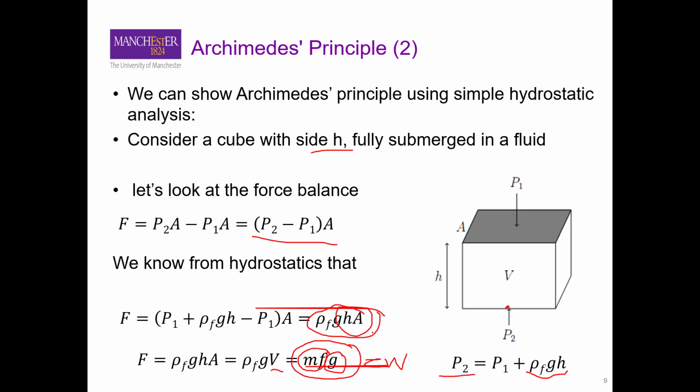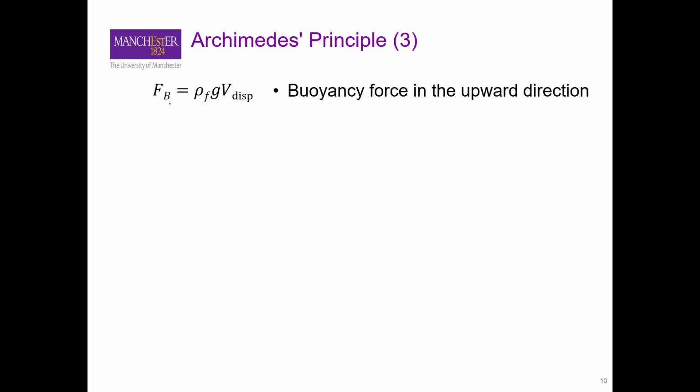Okay, so we can write this weight of the object or this force in the form of the buoyancy force, that is equal to the density of the fluid times the gravity times the volume displaced of the fluid.